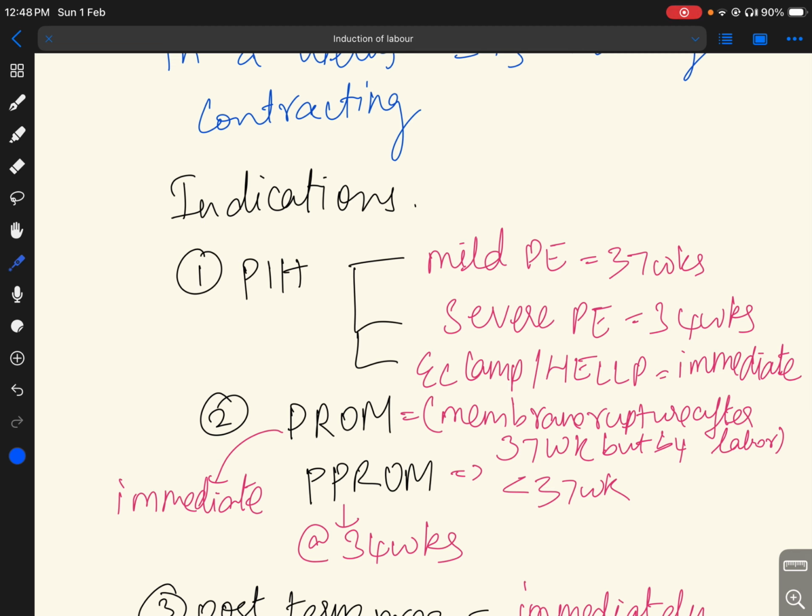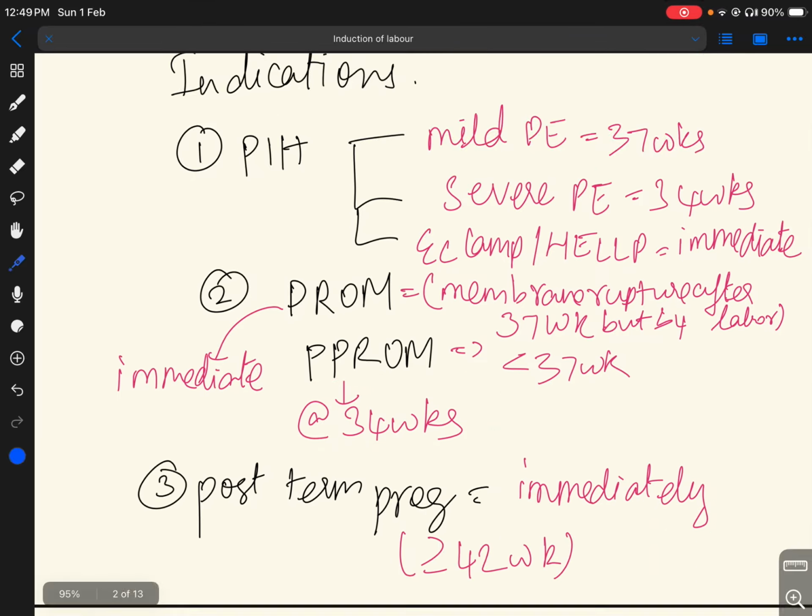In case of premature rupture of membrane, rupture after 37 weeks but before labor, in such cases we have to do immediate induction of labor. In case of preterm premature rupture of membrane, where the rupture happens at less than 37 weeks, we'll be doing it at 34 weeks.